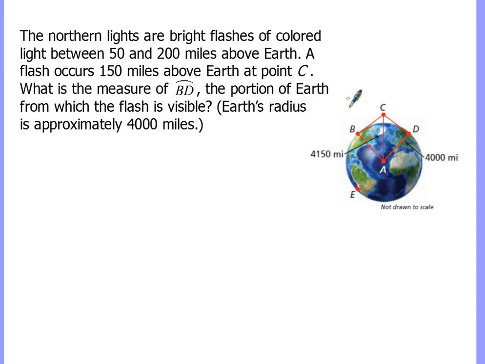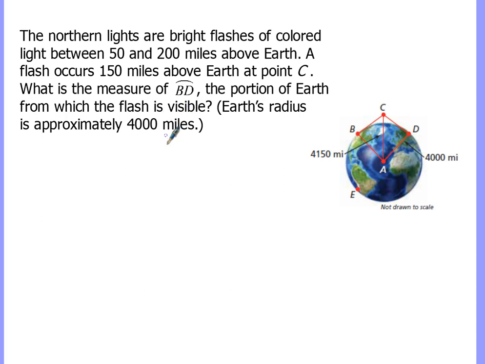We see this as the northern lights, or bright flashes of colored lights between 50 and 200 miles above the Earth. A flash occurs 150 miles above the Earth, so right here, 150 miles above the Earth, at a point C. What is the measure of arc BD? What is the measure of arc BD? The portion of the Earth from which the flash is visible.